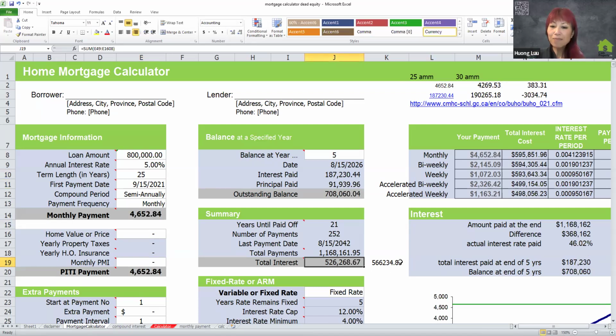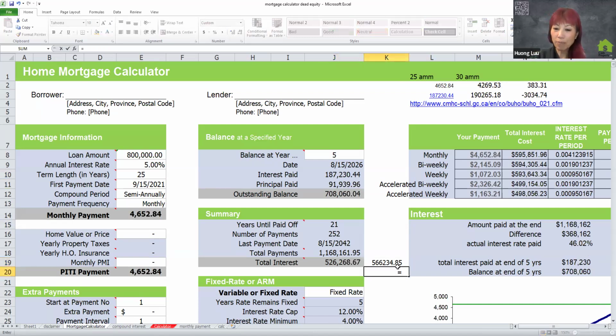Okay, so look at the difference here between the $526,000 to $566,000. Okay, so let's do the quick math here. We're going to take the $566,000 minus your $526,000. That's $40,000 extra that you're paying to the bank just so that they can give you that extra 5 years to pay down your mortgage. Okay, $40,000 is a nice RV. Okay, it's a decent new car.